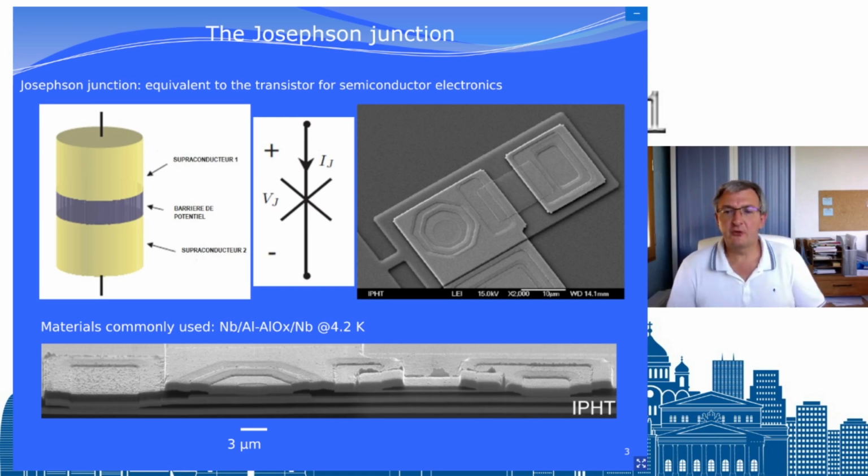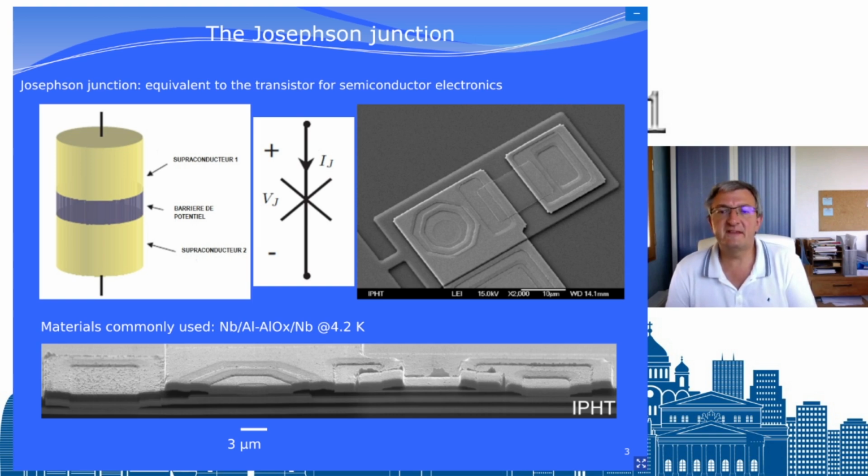So just to give an example of the Josephson junction, it's also in some way equivalent to the transistor for semiconductor electronics. Just it's a bit simpler in its fabrication. There are only two ports, not 3, but the physics is more complicated, I would say. So there are usually different techniques to fabricate these junctions.